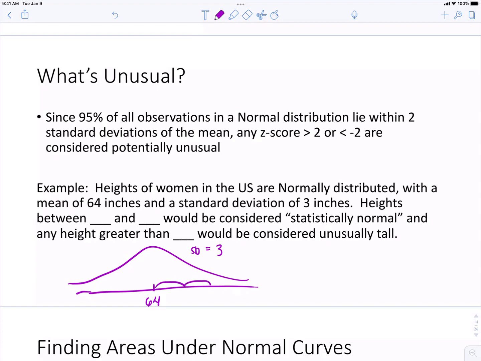So if we go out 2 standard deviations to the right, this number would be 64 plus 3 plus 3, or in other words, 70. If we go out 2 standard deviations to the left, this number here would be 64 minus 3 minus 3, or in other words, 58. So heights between 58 and 70 inches would be considered statistically normal. Any height greater than 70 inches would be considered unusually tall, and similarly, any height less than 58 inches would be considered unusually short.